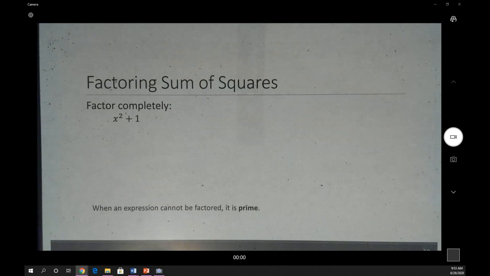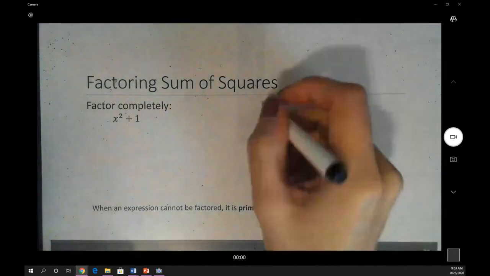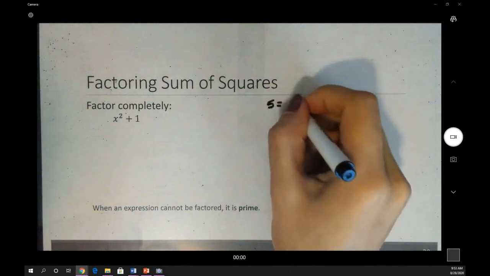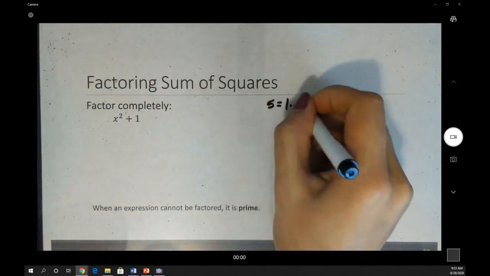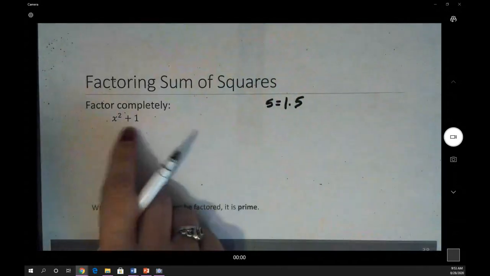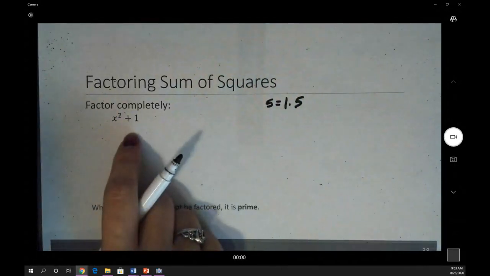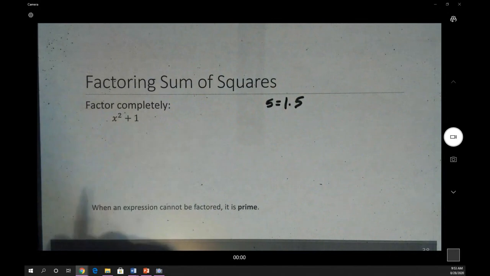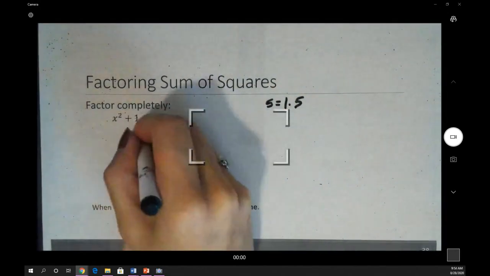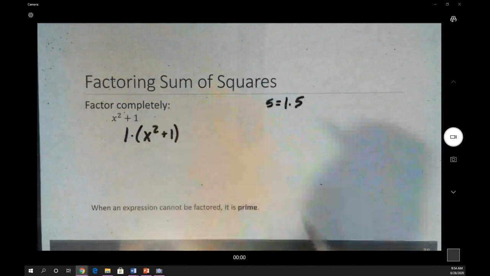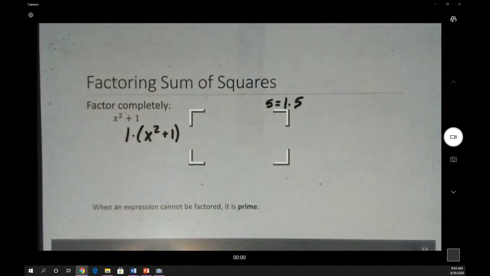We should check for a greatest common factor, but it's only 1. There's nothing I can do with this. So when an expression cannot be factored, it is prime. Similarly to how we have prime numbers, such as 5, the only way we can multiply and get 5 with positive integers is 1 times 5. The only way I can multiply 2 polynomials together and get x squared plus 1 would be 1 times x squared plus 1. That's what makes it prime. There's no way I can break it into smaller pieces.